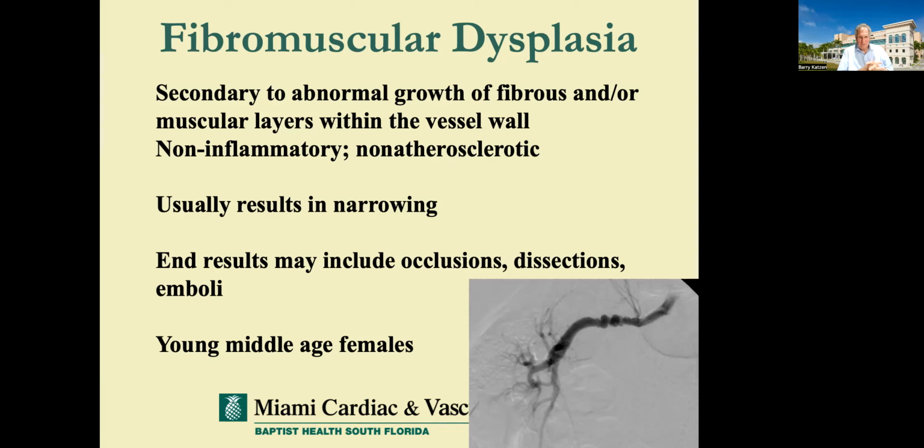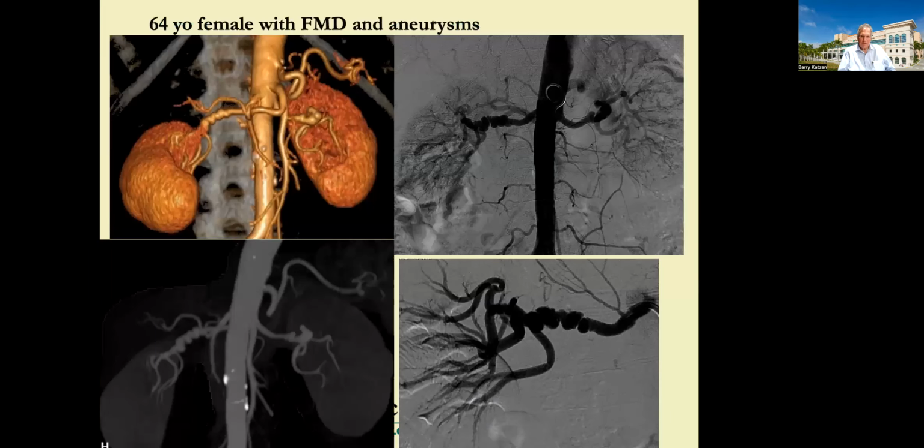And the end results may include occlusions, dissections, and even emboli that can occur. And it's most frequently noted in middle-aged females. Now, the reason it causes high blood pressure is that there are hormones created in the kidney called renin. It's the name of the hormone. And when the kidney senses that it's not getting enough blood flow, it puts out this renin, which elevates the blood pressure in the aorta so that the pressure in the kidney can be maintained.